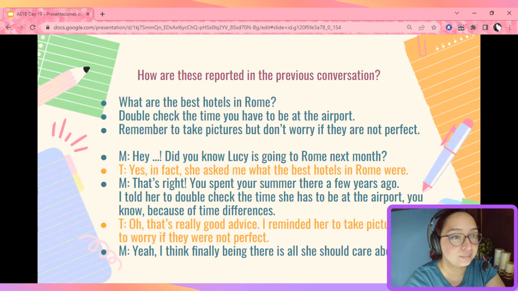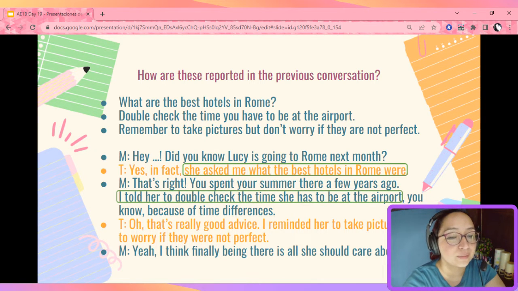Perfect. Now, I want you to please find out how these questions or instructions were reported in the previous conversation. For example, what are the best hotels in Rome? In this case, they reported as: She asked me what the best hotels in Rome were. Double check the time you have to be at the airport. They reported as: I told her to double check the time she has to be at the airport. Finally, remember to take pictures, but don't worry if they are not perfect. Was reported as: I reminded her to take pictures, but not to worry if they were not perfect.